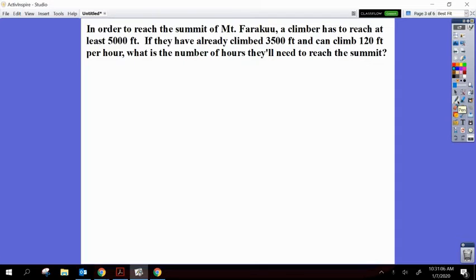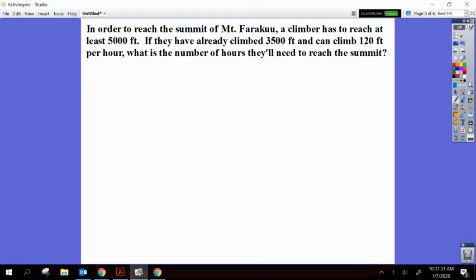A couple of extra word problems on this unit on inequalities. We're going to do 4 of them. First question involves a climber. In order to reach the summit of Mount Faraku, a climber has to reach at least 5,000 feet. If they've already climbed 3,500 feet and can climb 120 feet per hour, what is the number of hours they'll need to reach the summit?